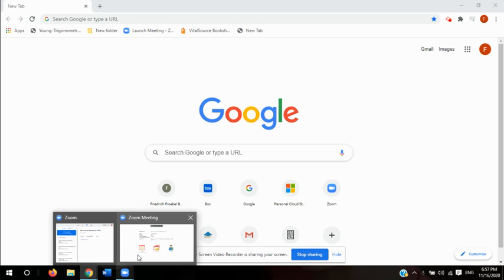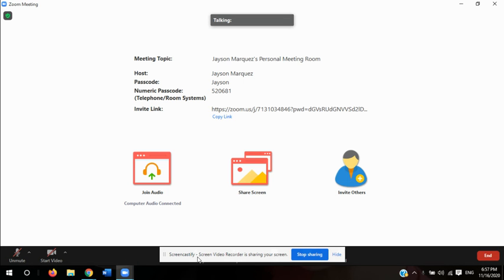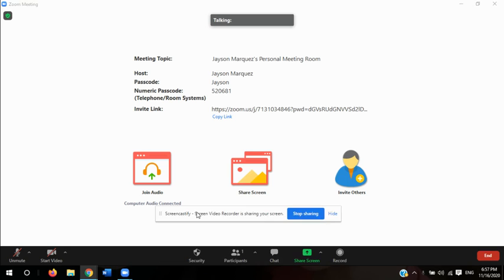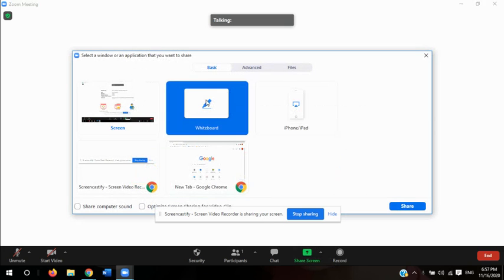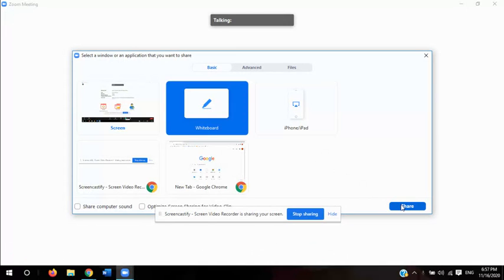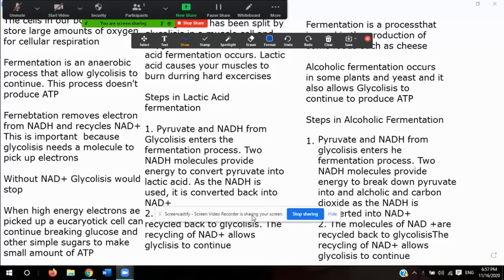Okay, ladies and gentlemen, so today in our video lesson, we are going to be summarizing or refreshing the concepts that were discussed in class, which is the process of fermentation. So let me start sharing my whiteboard real quick, and then we can get into that. And here it is. So, fermentation.